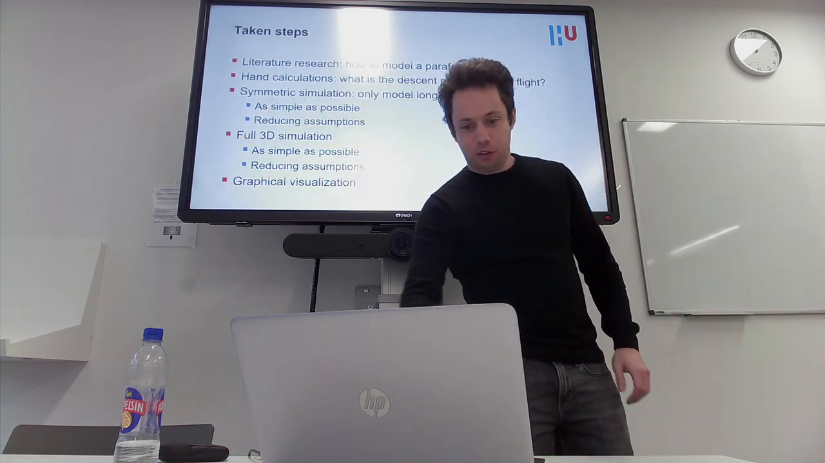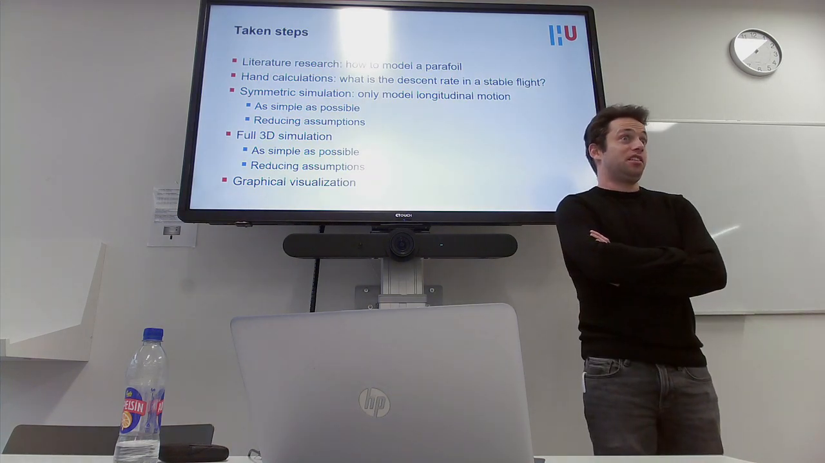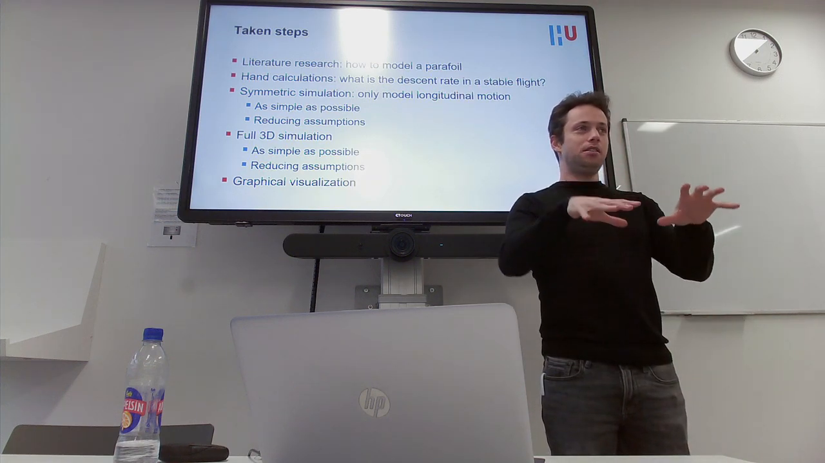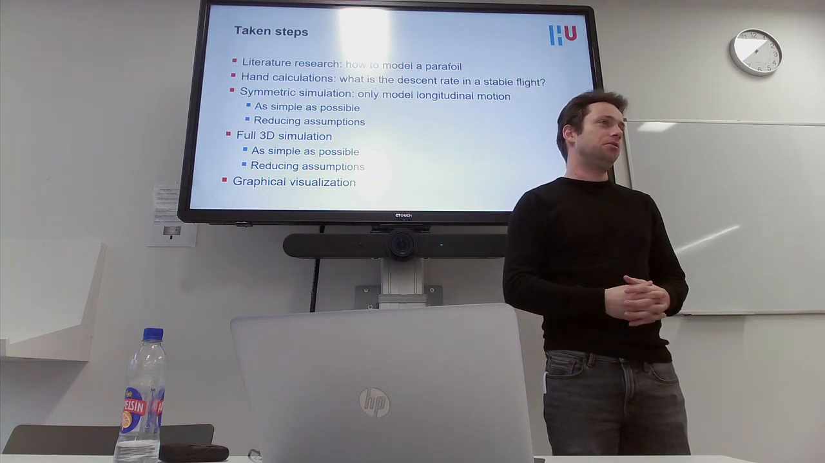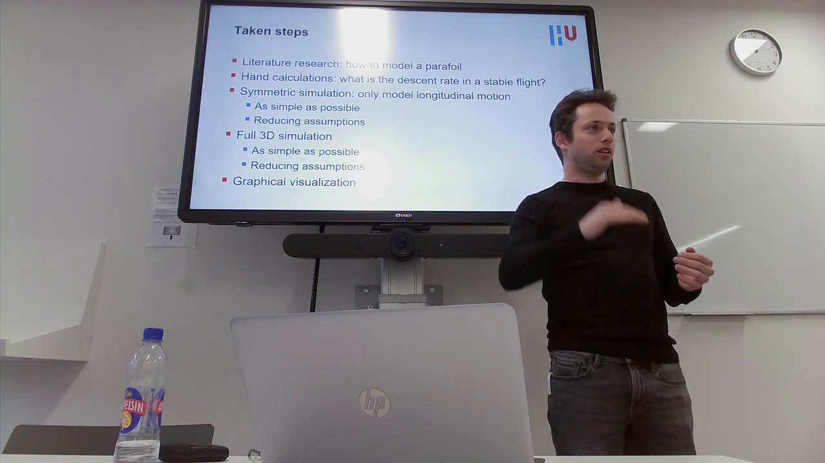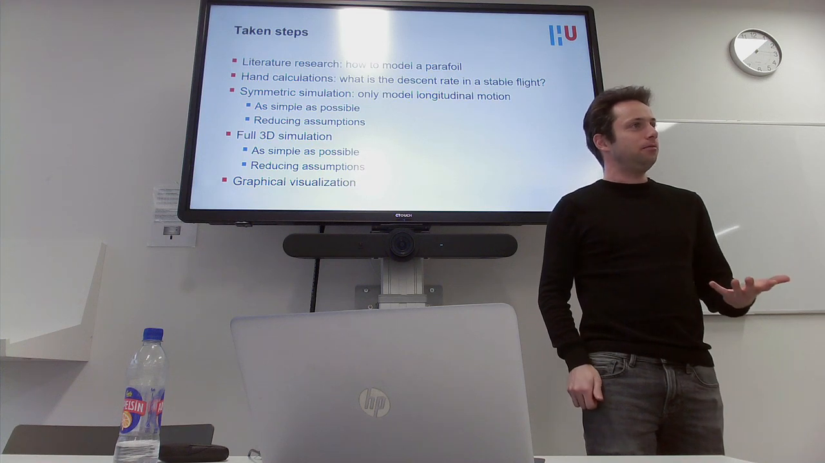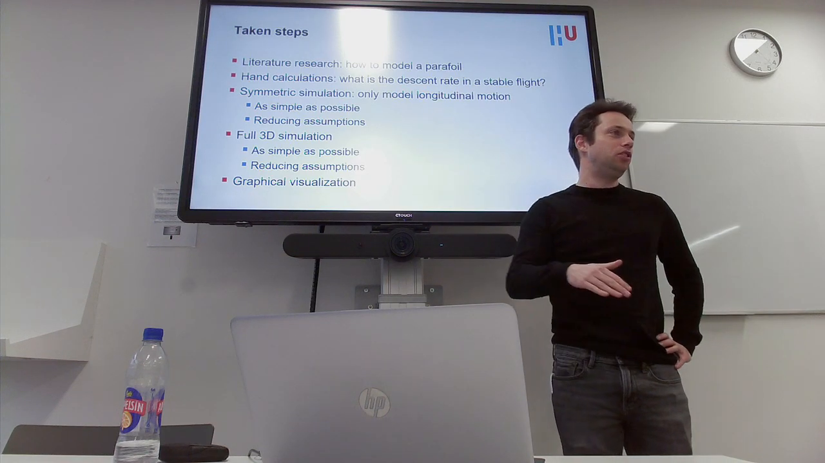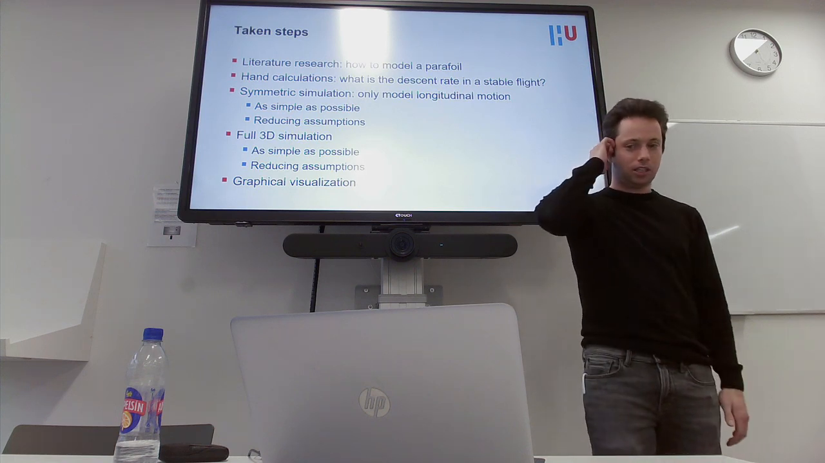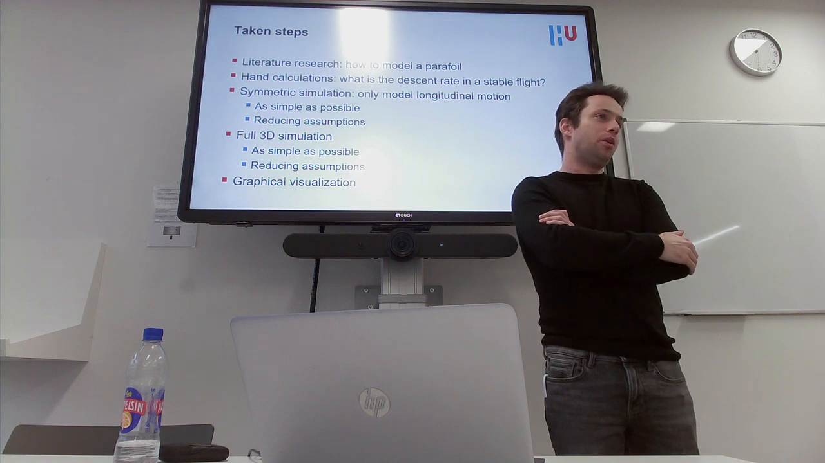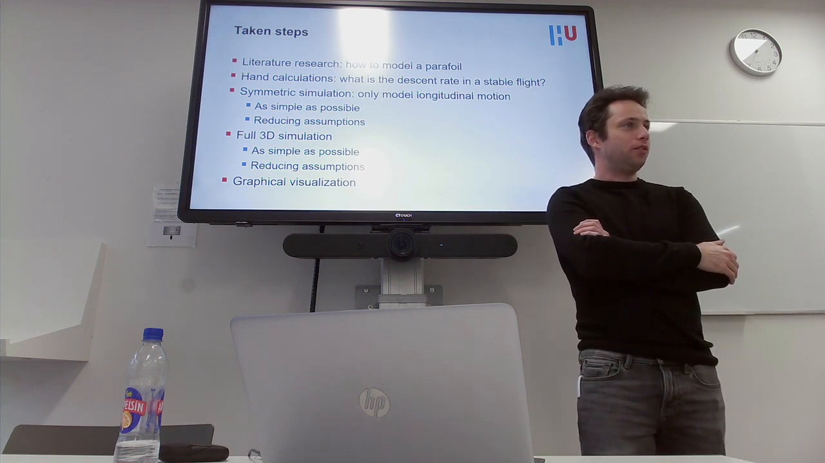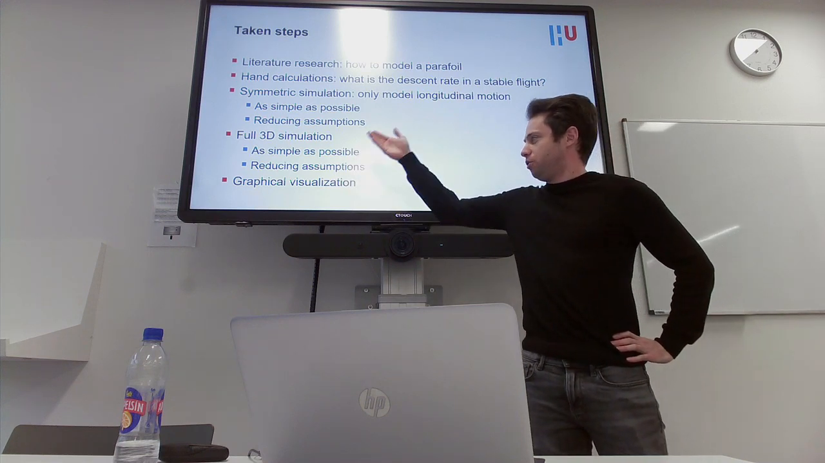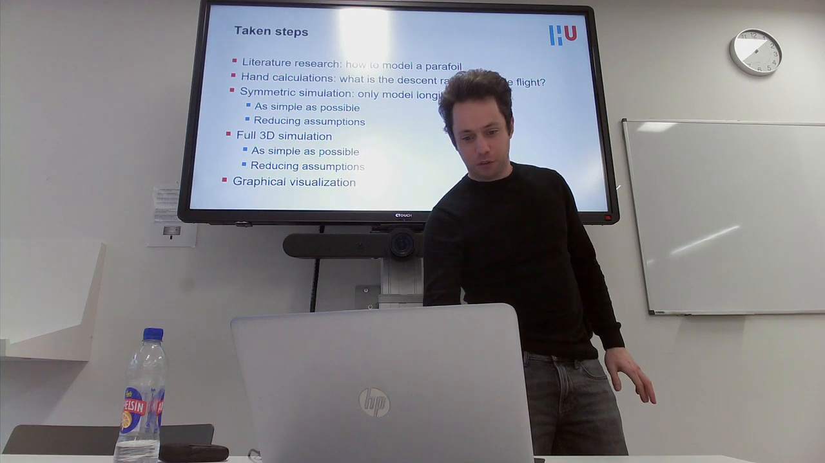So we did that. The first thing we did was literature research. How do we actually model a parafoil? I didn't have a clue, but there are books about it. And then we did some hand calculations. Very simple calculations. If we have a plane and a parachute in a stable descent, how quickly does it go down? So we find the speed at which the gravity equals the lift force and do some simple calculations. That got us a rough idea. Always good to start with good old hand calculations. And then we did simulations. We started off very simple with only symmetrical motions, so just going down. No swiveling of the tail, no rotation. Started very simple and then added complexity as we went. Then we had the asymmetrical part and we went for a full 3D simulation, taking into account everything because we had time left and why not. So we started off as simple as possible and reduced assumptions. And in the end, once we had everything, we also added a very simple graphical visualization because why not?